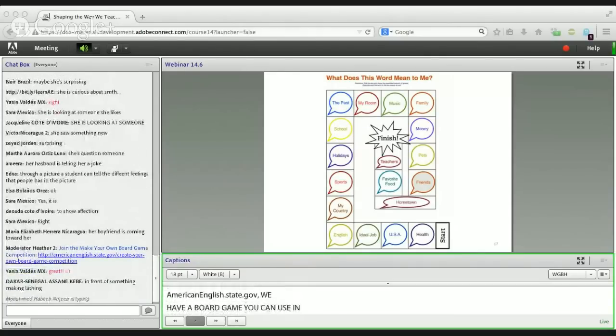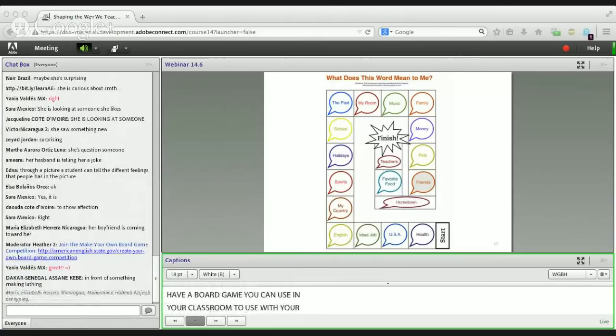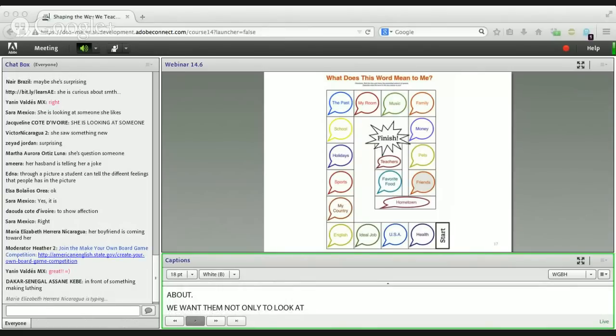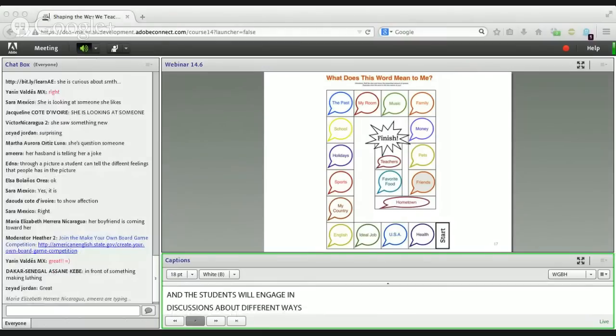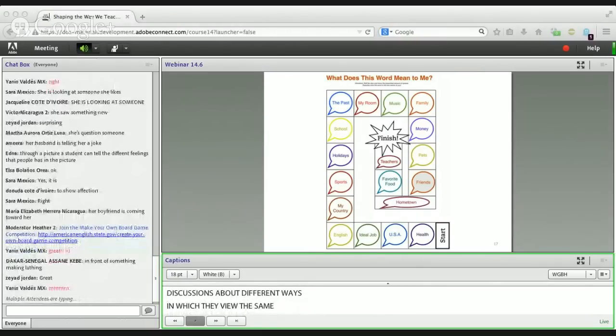We want them to not only see the symbol, but to look and see what these words mean to them. It's going to allow them to practice their critical thinking skills. The students will take turns describing what each word means. For example, we have teachers, holidays, USA, and the students will engage in discussions about different ways in which they view the same thing. Excellent. When I think of friends, I am probably thinking of something different than you, John Mark. That's right, even though we're both Americans.